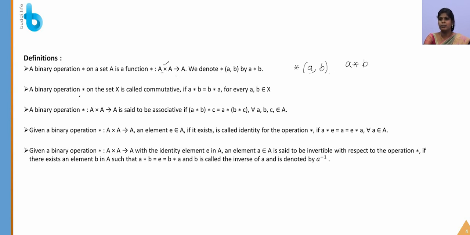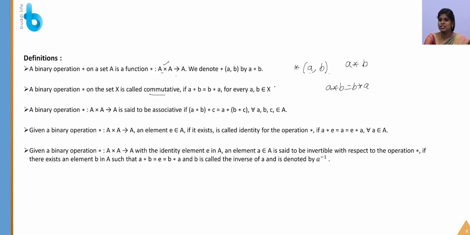Then a binary operation star on the set X is called commutative if a star b equals b star a, whatever the operation may be. Here we are just mentioning it as a binary operation. It could be addition, subtraction, multiplication, division, exponential, or anything else. If the operation between a star b is equal to the operation between b star a, then it is commutative. If both results are the same, then it is commutative, where a and b should belong to the same set.